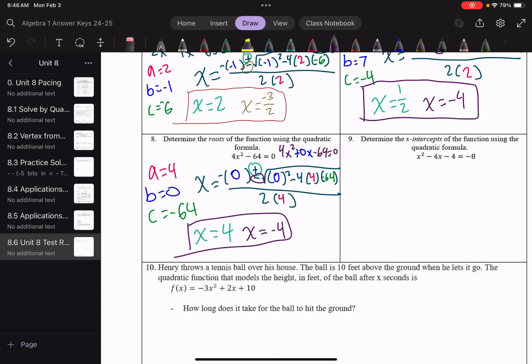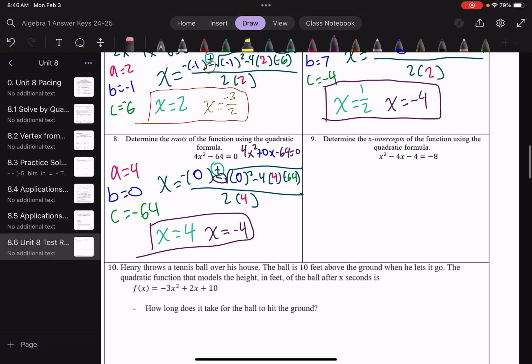Number 9 says determine the x-intercepts of the function using the quadratic formula. So I have x squared minus 4x minus 4 equals -8. Our first step is going to go ahead and set this equal to 0. So I need to add 8 to both sides. And I'm going to get something that looks like x squared minus 4x plus 4 is equal to 0, where my a value is 1, my b value is -4, and my c value is +4.